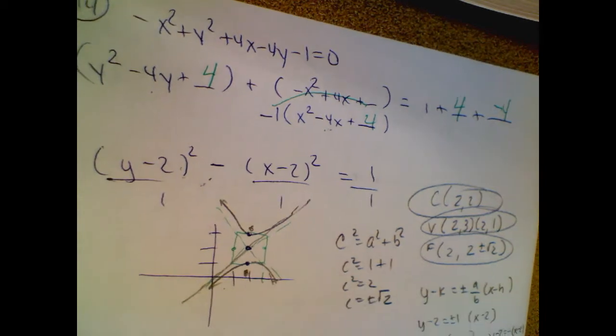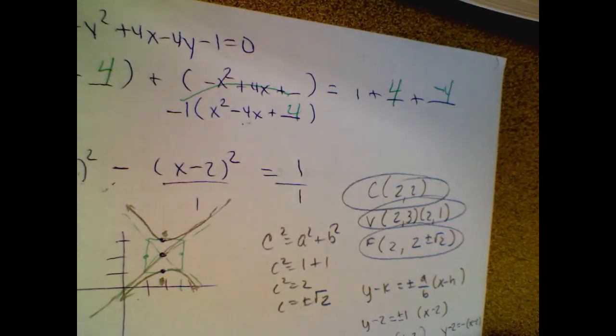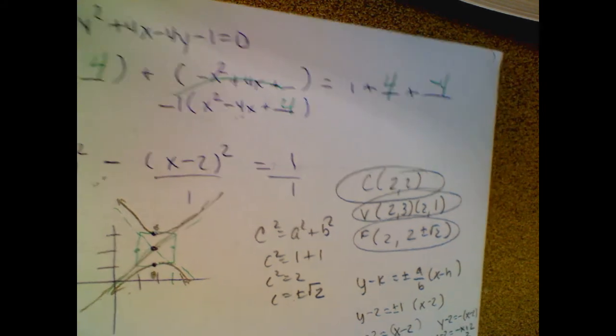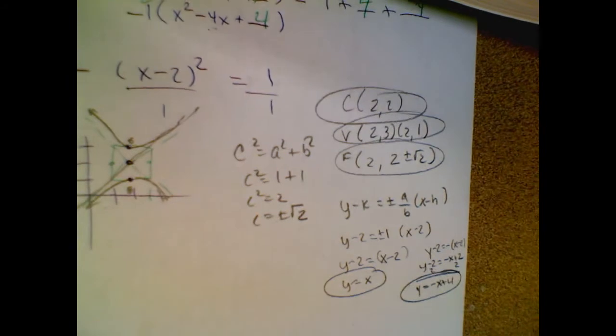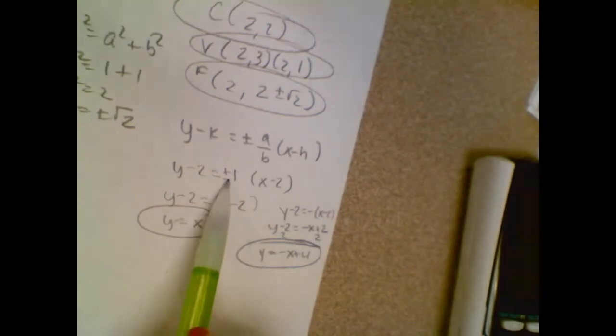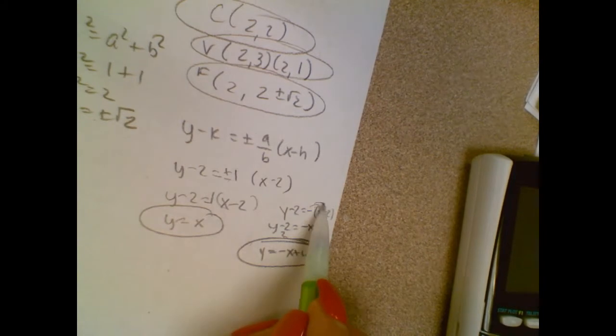Y equals x. And then this one, first thing you have to do is distribute the negative, and then add 2. So y equals negative x plus 4 for the other asymptote. These are your two asymptotes. You gotta split that plus or minus 1 up. This is the positive one, this is the negative one. Distribute the negative.